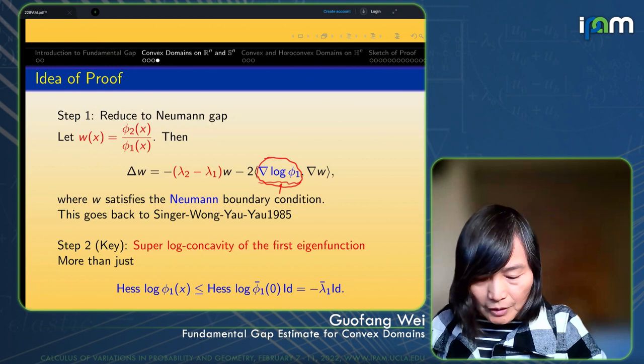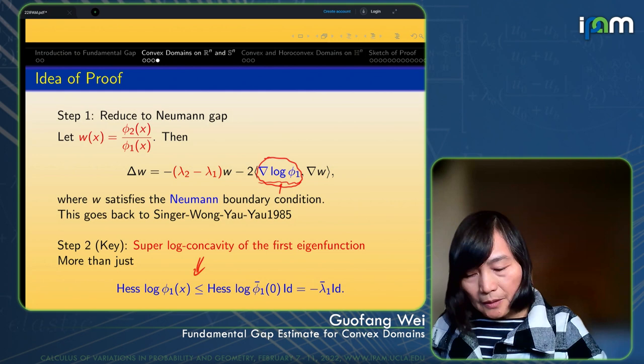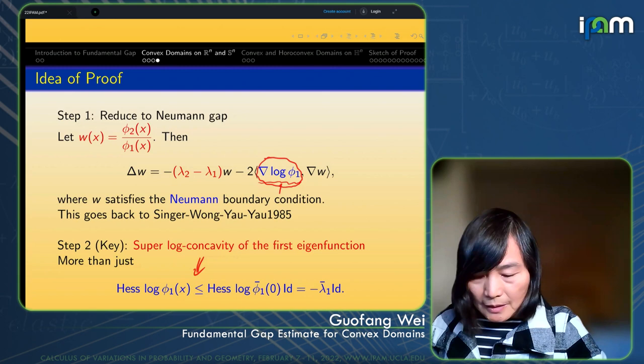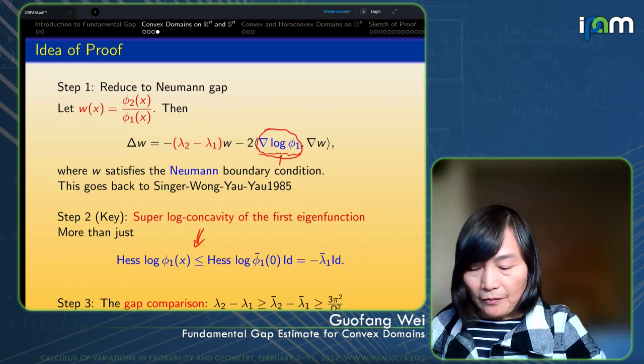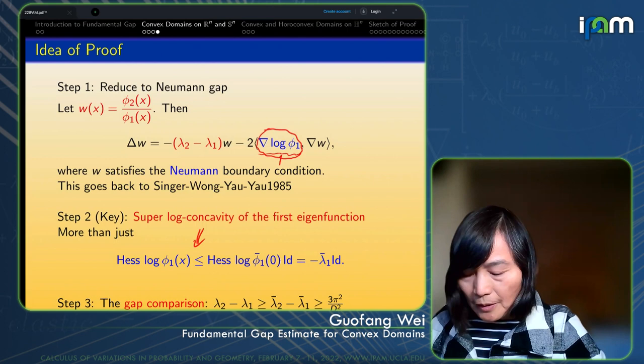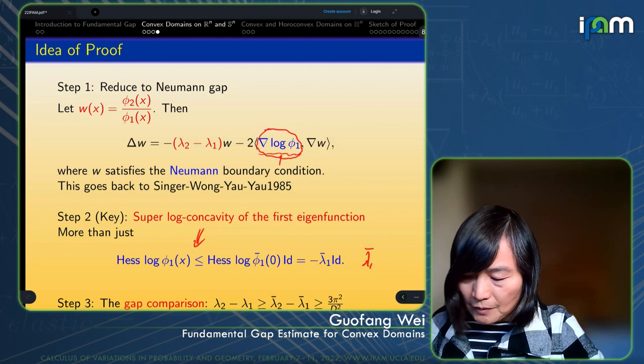I just say that it implies log concavity. So we take the Hessian of the log of the function. It's going to be log concave, so less or equal to, you take a model, less or equal to the Hessian of some model that you can come up with from the space. In the model case, the Hessian you can compute, it's just equal to the model of the first eigenvalue, which is strictly less than zero, right? While lambda one bar is positive.